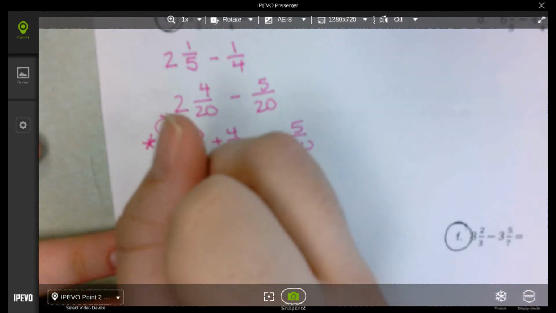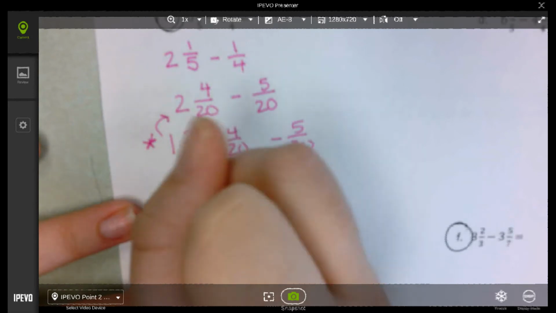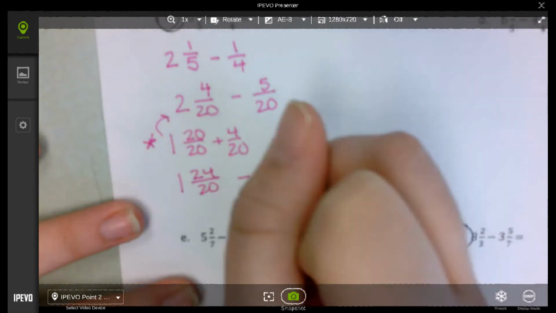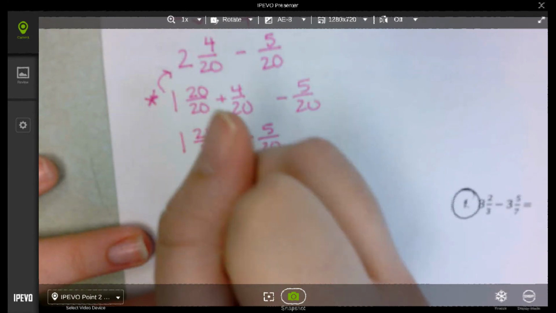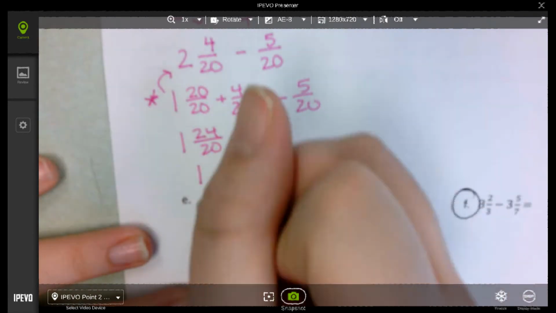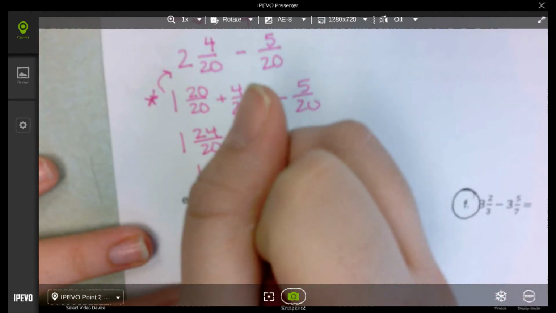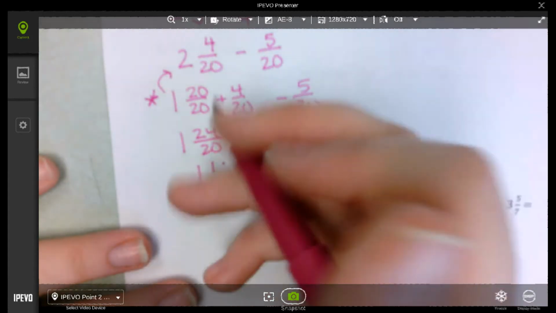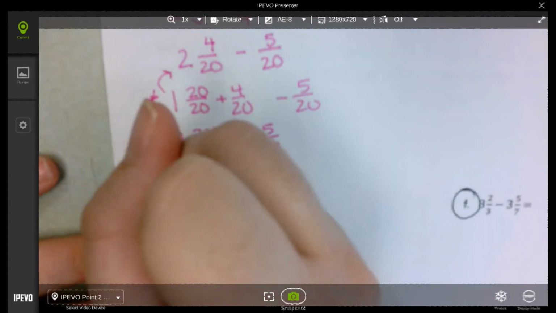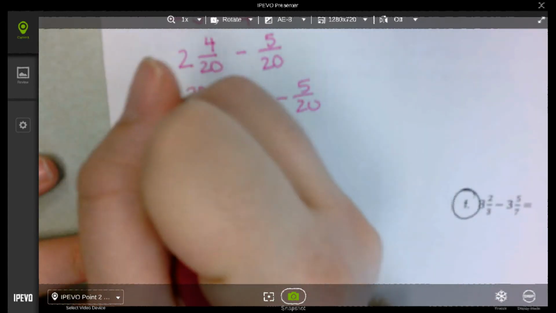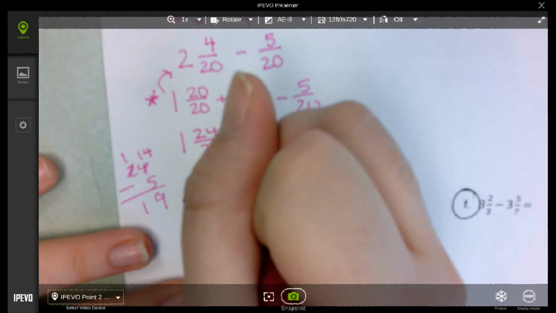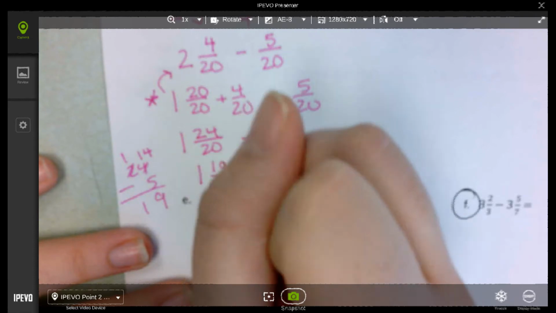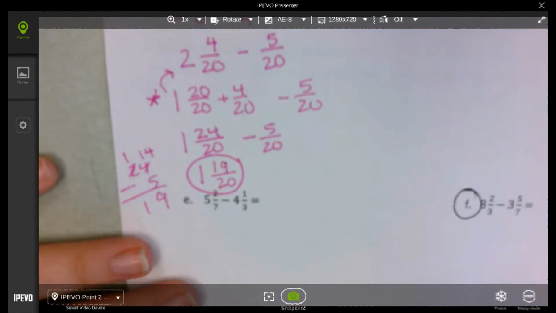So I can rewrite it as 1 24/20 minus 5/20. And I'm left with 1, and 24 minus 5 is 19. So 19/20. And that's my final answer.